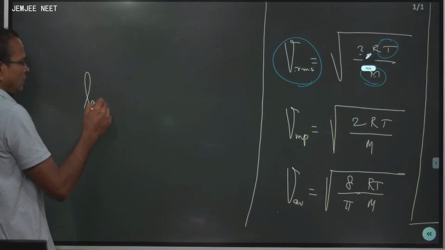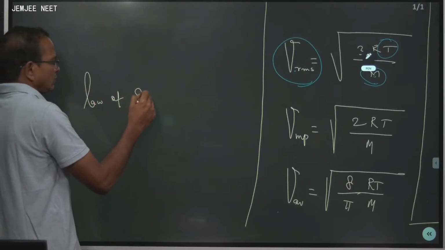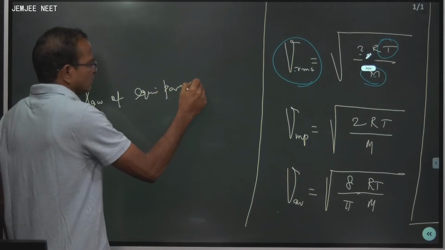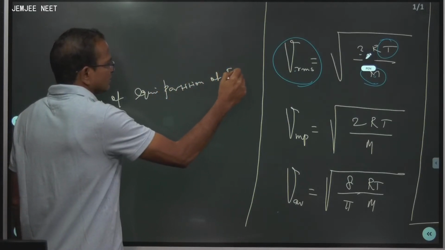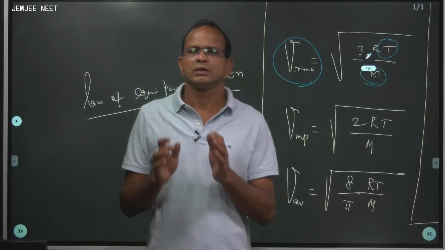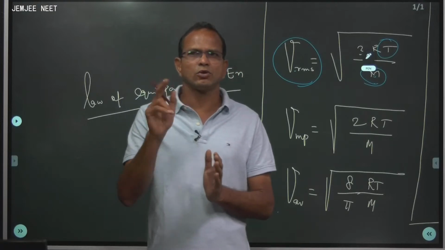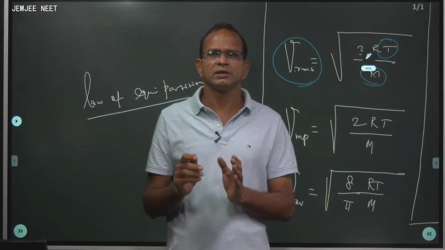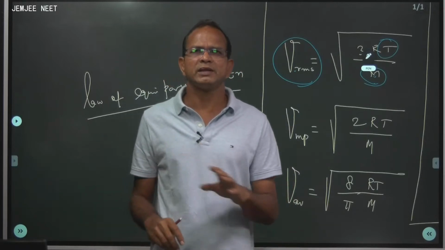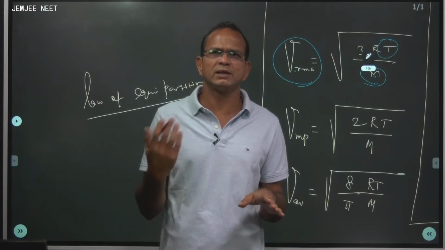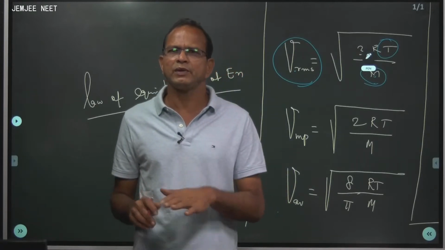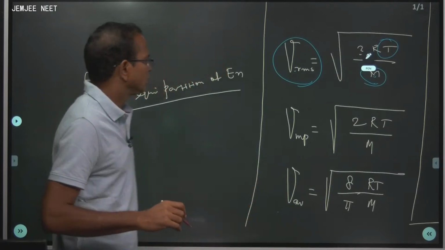Then what is the law of equipartition of energy? This law is very simple. The total kinetic energy, not total energy, the total kinetic energy available for the given molecule is shared by all the degrees of freedom equally. In other words, in simple language, the kinetic energy associated per degree of freedom for any molecule is, come on, of?